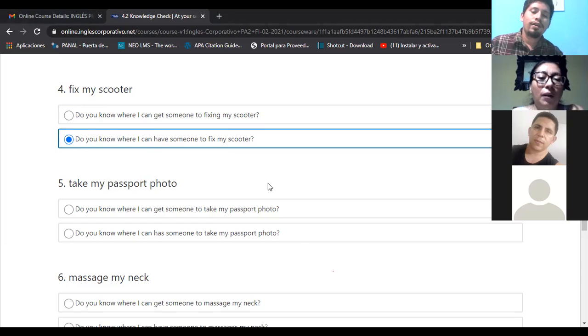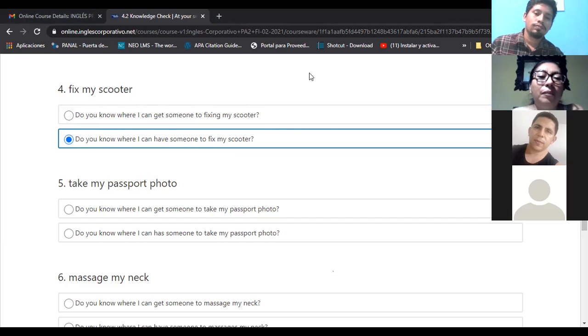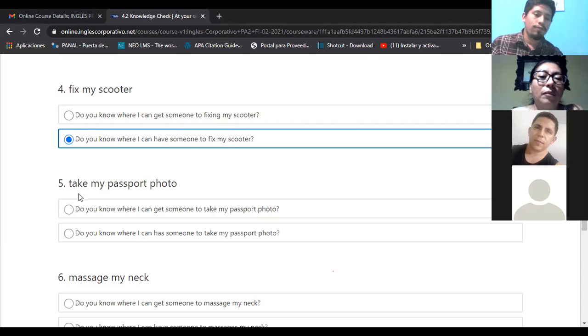And why are we not using sentence number one? What is the mistake here? The -ING. The -ING, exactly. We're using -ING. And what do we have to use there? Instead of using the -ING form, we have to use the infinitive, like this one, fix. Instead of using -ING, we have to use the infinitive.